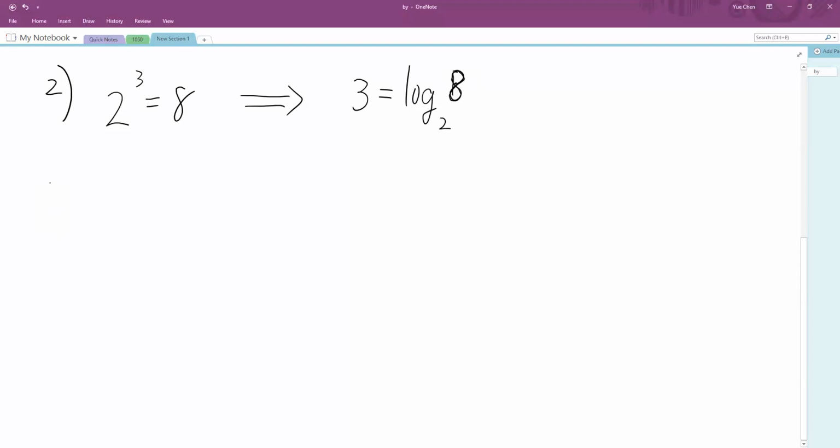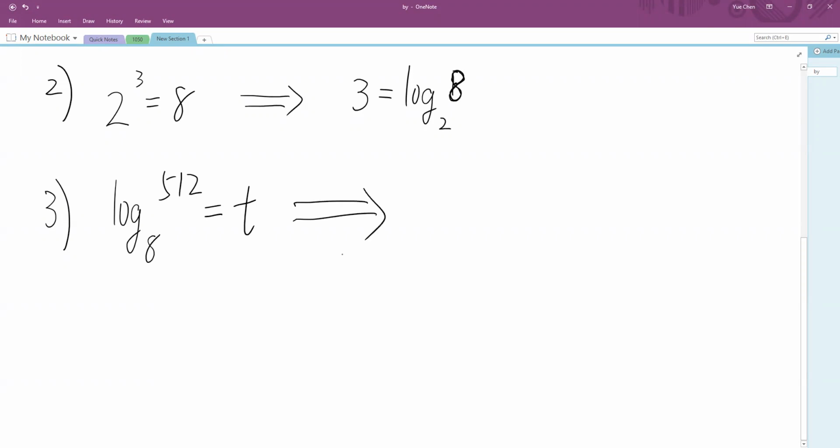Now we want to convert a logarithmic equation to an exponential equation. This is the logarithmic equation, given by t. What is the corresponding exponential equation? We say the base is always the base. So it would be 512 = 8 to the t. This is the exponential equivalent form.